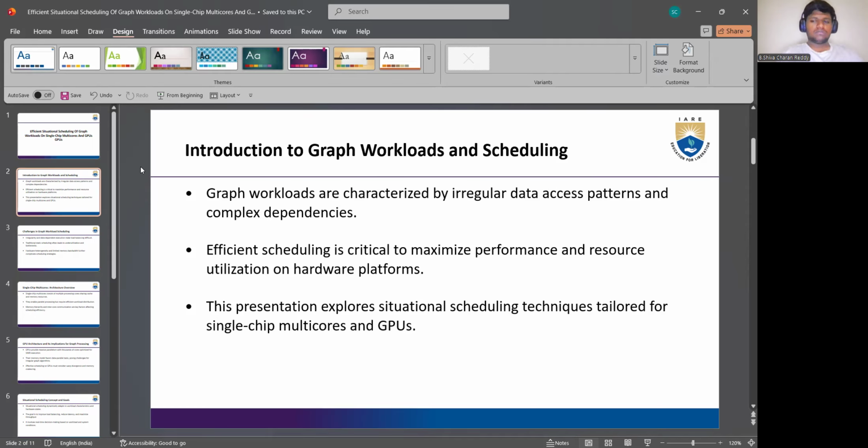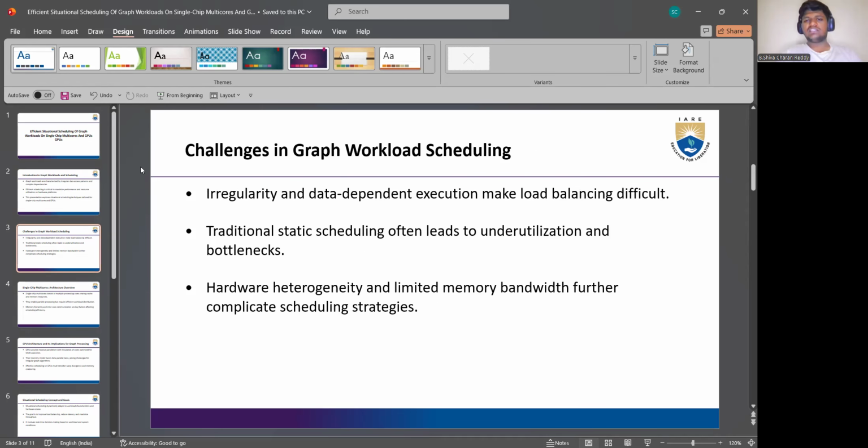and multi-core GPUs. Coming to challenges in graph workload scheduling, irregularity and data dependent execution make load balancing difficult. Traditional static scheduling often leads to underutilization and bottlenecks. Hardware heterogeneity and limited memory bandwidth further complicate scheduling strategies.